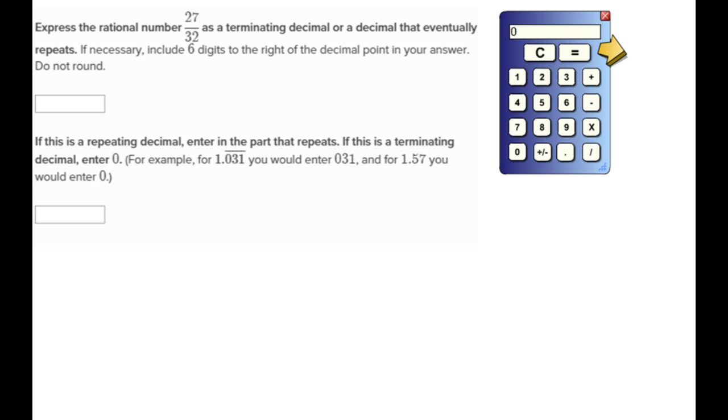Here's another problem. It says express the rational number 27 over 32 as a terminating decimal or a decimal that eventually repeats. This is similar to the first two problems we did. So 27 divided by 32 equals. And what we have here is 0.84375. It terminates, it stops. So our answer down here would be 0 because it terminated. It stopped. That's it. Good luck.